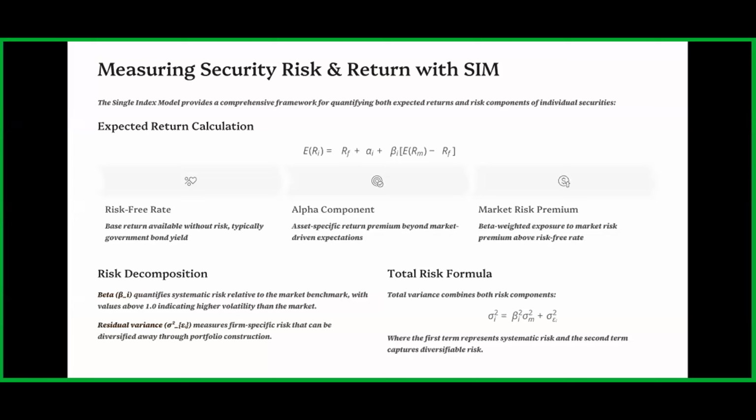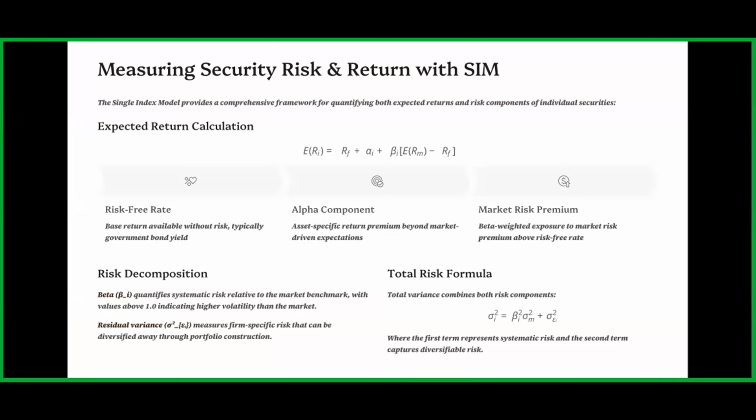R_i, the return on the ith company, is equal to RF, the risk-free return, plus alpha_i. RF is the risk-free rate, the base return available without taking any risks; that RF we are continuously getting. Alpha is the asset-specific return premium beyond the market-driven expectations.